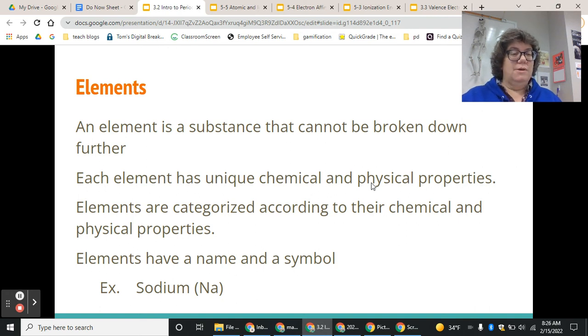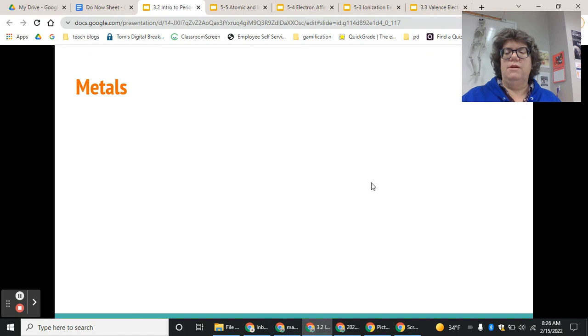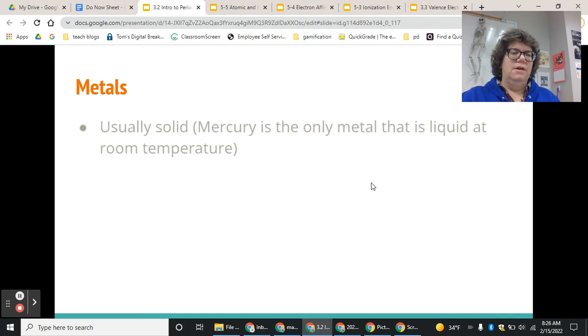So let's talk about, there's a few different categories of elements on the periodic table. The first are the metals. Metals make up about 75% of the table, the left hand side, as you look at it. When you do your assignment for this lesson, you will be putting everything in their categories, and kind of organizing a periodic table that way. But a few things about metals: they're usually solids. Mercury is the only metal that is liquid at room temperature, but every other metal is a solid.